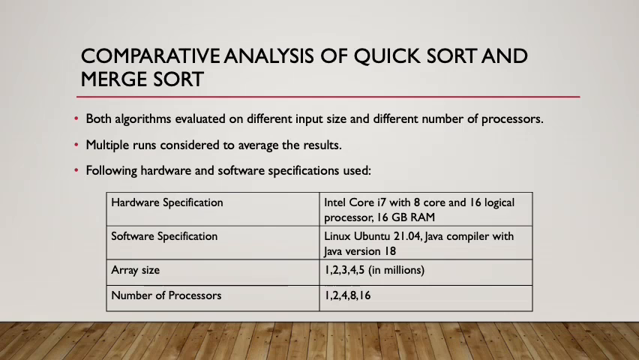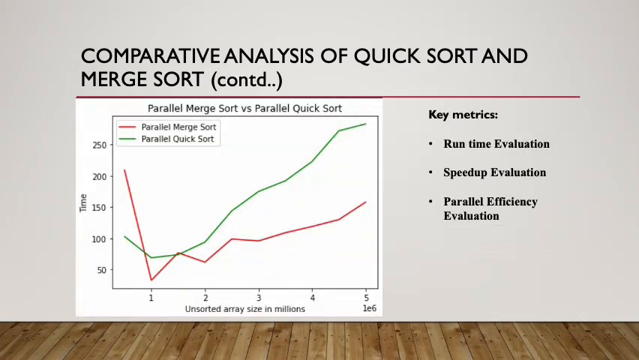Now let's see this in graph form. Now let's talk in detail about the key metrics on which we based our results: runtime evaluation, speedup evaluation, and parallel efficiency evaluation. Let's start with runtime evaluation. The general behavior is the same for the two algorithms. That is, as the number of processors increases, the runtime is reduced due to better parallelism, better load distribution among more processors. This is the case when we move from 2 to 8 or 16 processors.